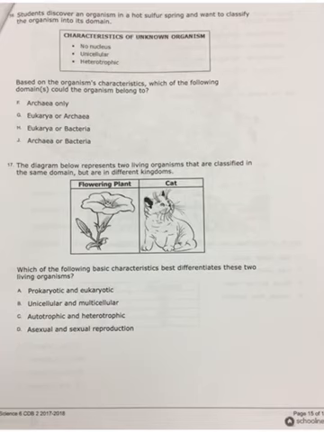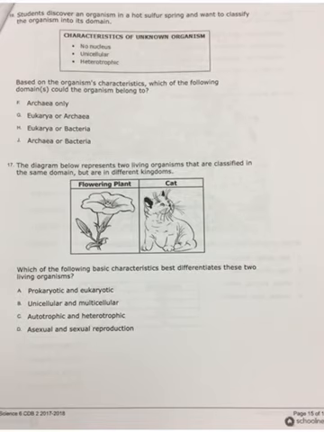Number 16. Students discover an organism in a hot sulfur spring and want to classify the organism into its domain. Characteristics of unknown organism: no nucleus, unicellular, heterotrophic. Based on the organism's characteristics, which of the following domains could the organism belong to? F. Archaea only. G. Eukarya or Archaea. H. Eukarya or Bacteria. J. Archaea or Bacteria.